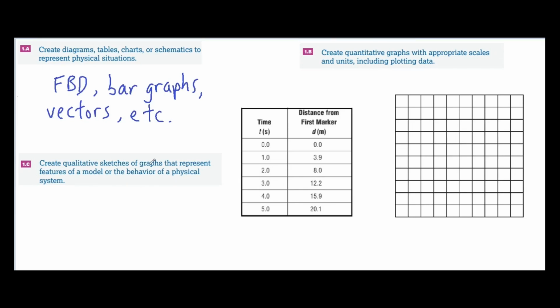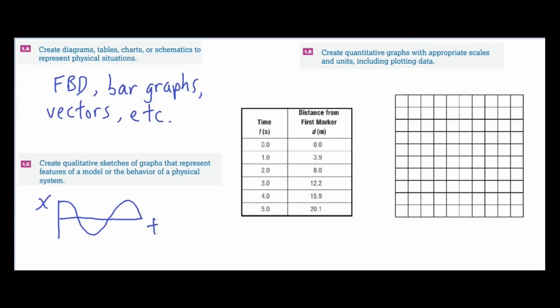Secondly, it says create qualitative sketches of graphs that represent features of a model or the behavior of a physical system. Now this one typically can be a little bit on the tricky side because sometimes people like to have a set of numbers to plug in, so when you have to work it out conceptually, sometimes it could be a bit difficult. For example, maybe you'll have some kind of displacement graph where it's a position versus time graph and you have a spring oscillating back and forth, and you'll just have to draw some kind of graph that goes like this that represents the situation.